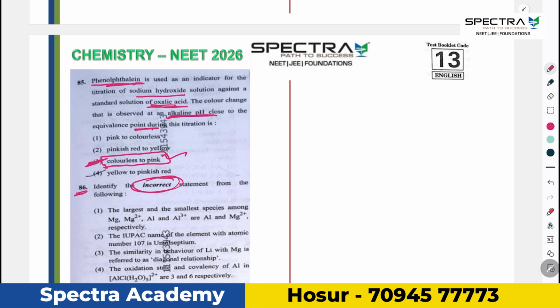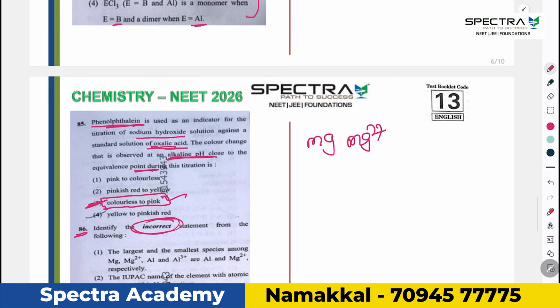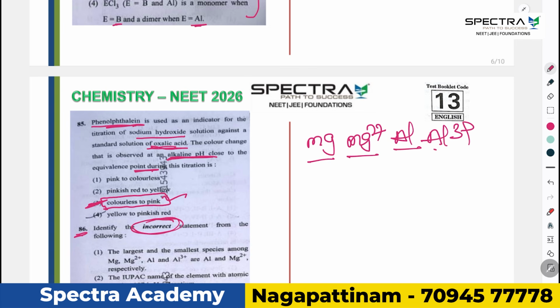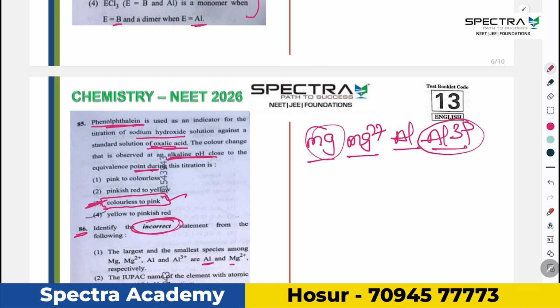Next, question number 86. You can see here they are asking for the incorrect one. The first option is the largest and smallest ions among magnesium 2 plus and aluminum 3 plus. Largest is magnesium, smallest is aluminum 3 plus. Here they have given aluminum as largest and magnesium as smallest. This is wrong, that is why they are asking for the incorrect one, and that is why this is the correct option, because the statement given is wrong.